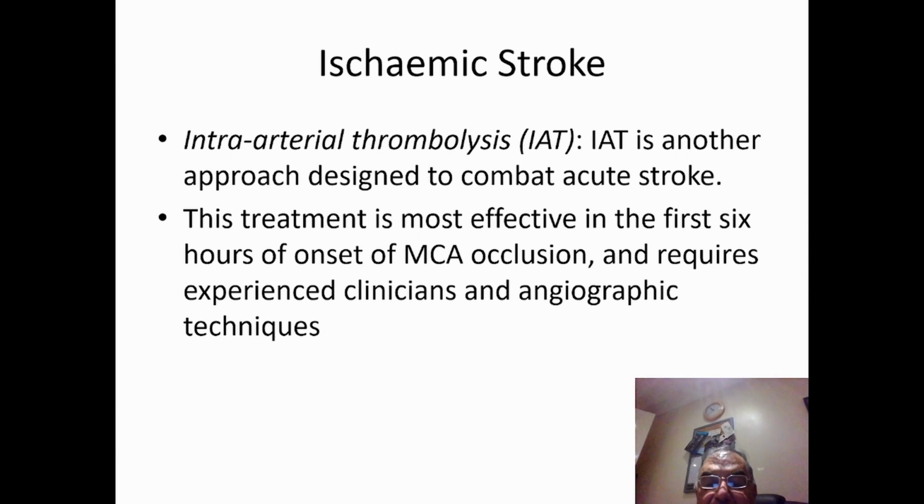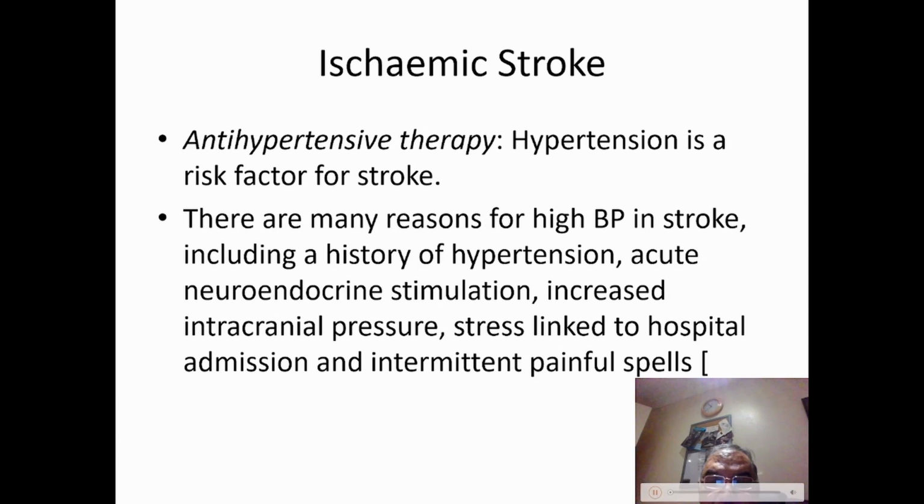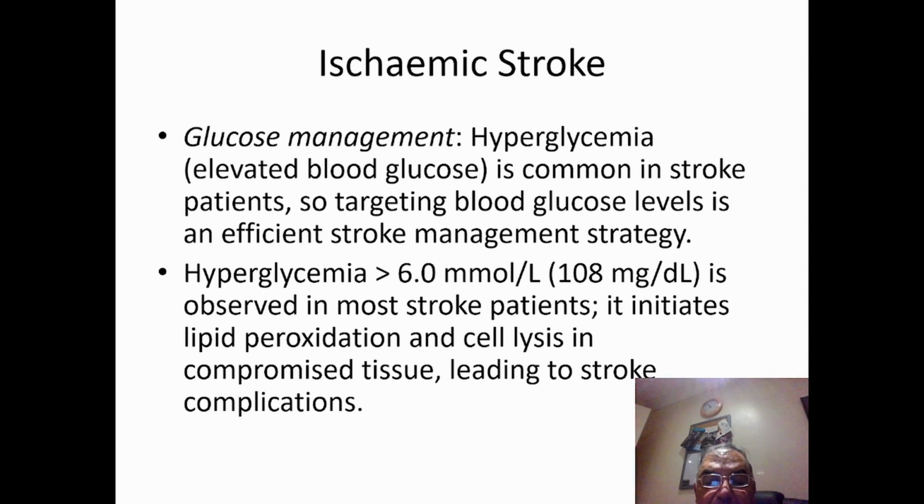And various studies have confirmed its efficacy. Intraarterial thrombolysis is another approach which is most effective in the first 6 hours of onset of an occlusion, especially critical occlusions, but requires a team of experienced clinicians and angiographic techniques and the availability of a lab with a team on call to be able to offer this to patients. Blood pressure is to be controlled as it's a major risk factor for stroke. There are many reasons for high blood pressure in stroke, including a history of hypertension, acute neuroendocrine stimulation, increased intracranial pressure, stress related to hospital, and of course episodes.